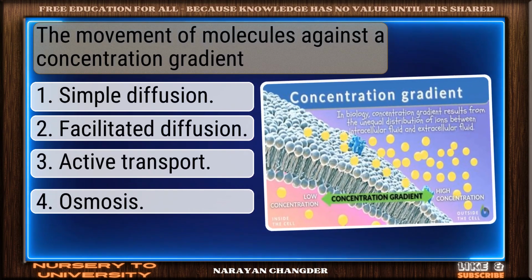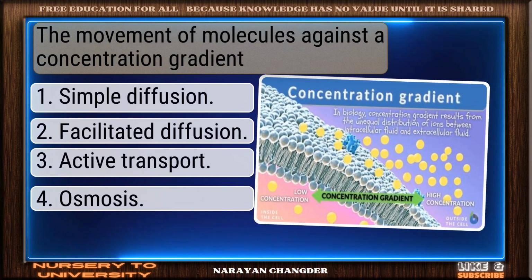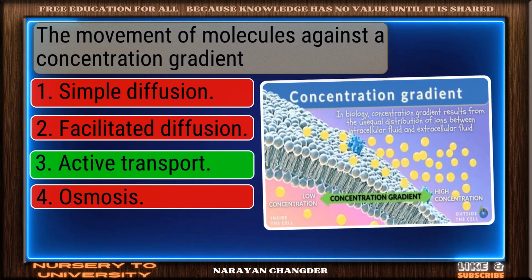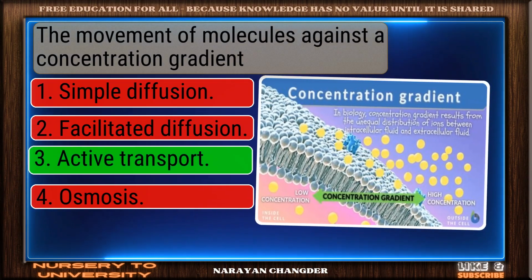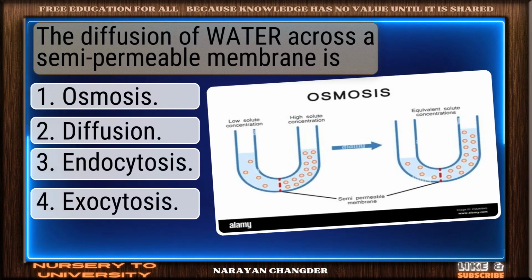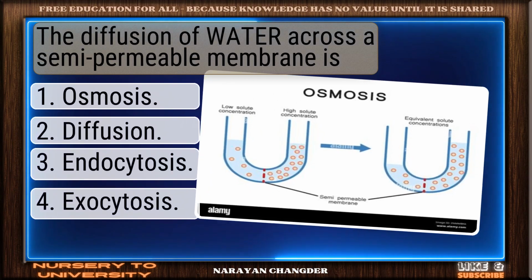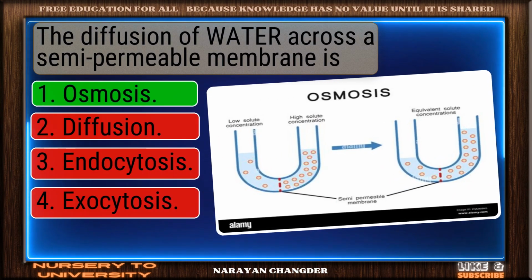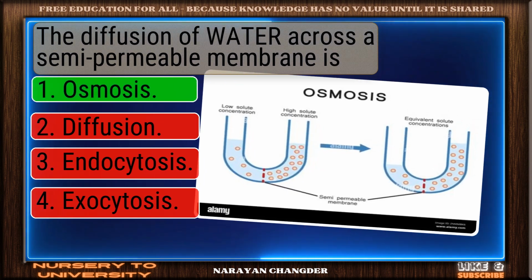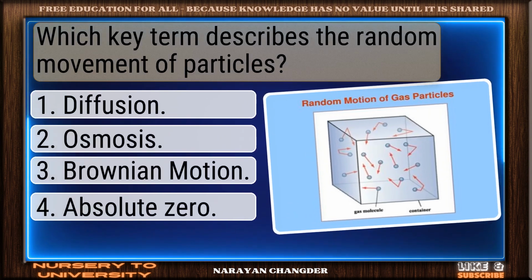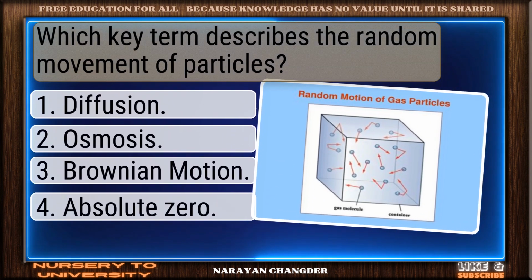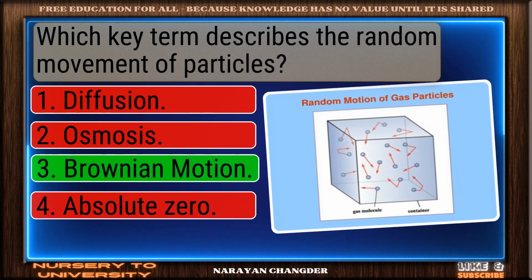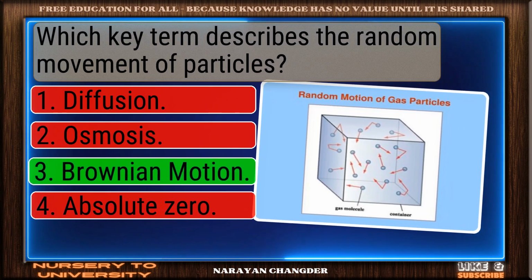The movement of molecules against a concentration gradient. Great job. Active transport is the accurate answer. The diffusion of water across a semi-permeable membrane is. Nice work. You chose osmosis, and it is correct. Which key term describes the random movement of particles? You're right. Brownian motion is the correct answer.